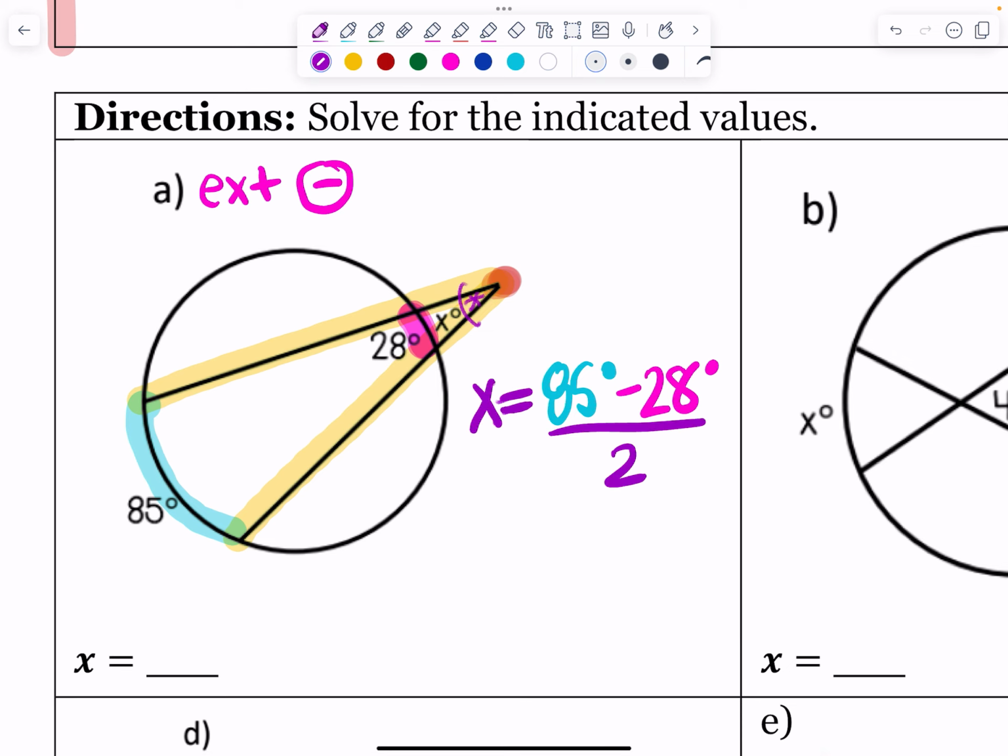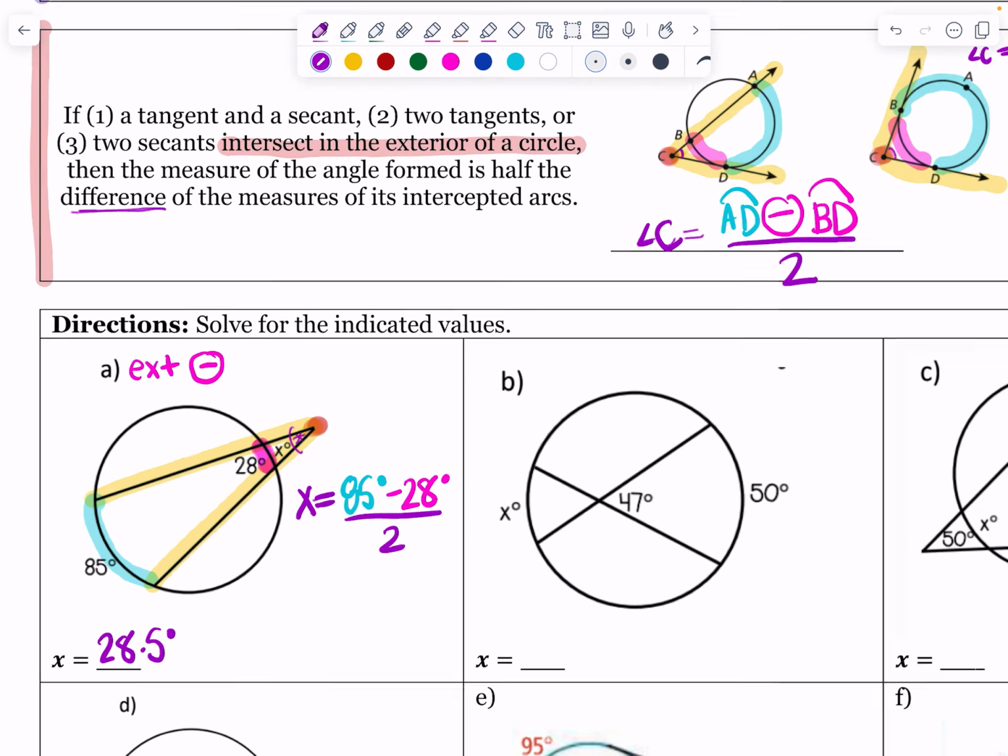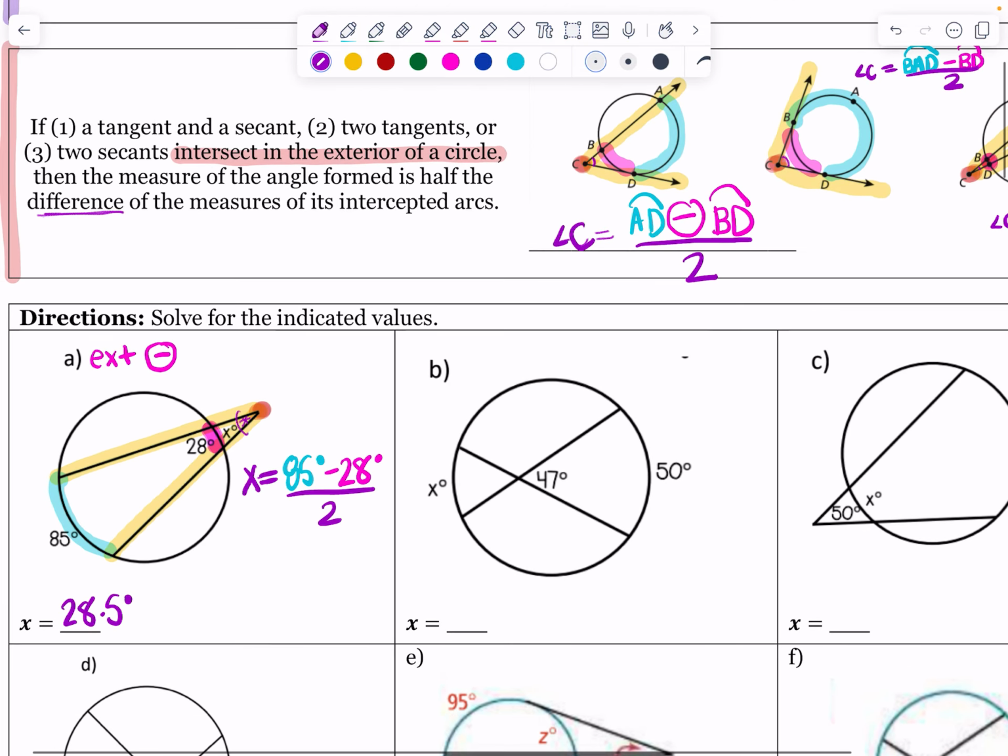X is going to be equal to 85 minus 28 divided by 2. That's the blue arc minus the pink arc divided by 2. 85 minus 28 gives me 57, and when I divide that by 2, I get 28.5 degrees for x. X is 28.5 degrees. Okay, we're going to skip ahead a little bit.